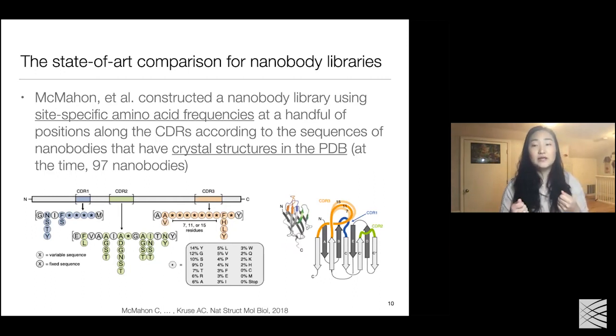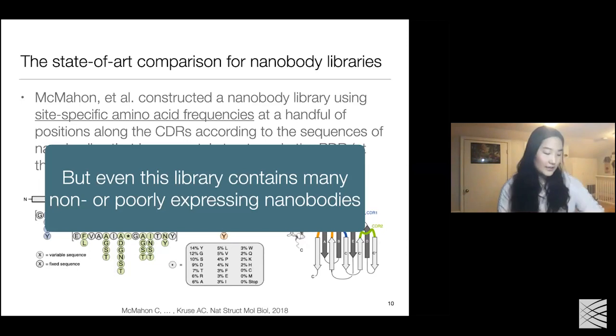And this is great because nanobodies that have a crystal structure often have high affinity, are stable enough to have crystal structures, and often at least are not extremely sticky to everything. So these are all good examples of nanobodies that have favorable qualities as well as good affinity. But the problem is that even this library, which is state-of-the-art, contains many non or poorly expressing nanobodies. And I'll get to why this is a problem in just a second.